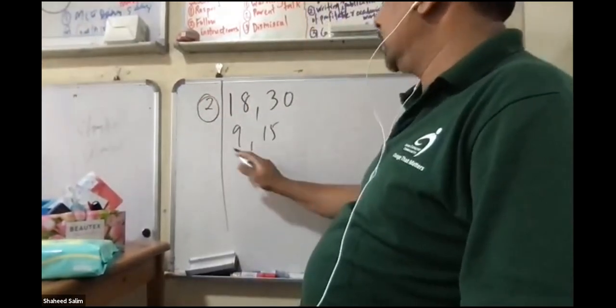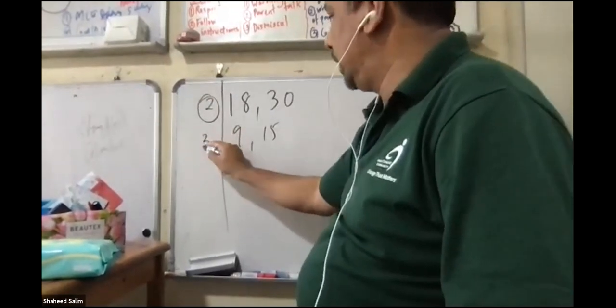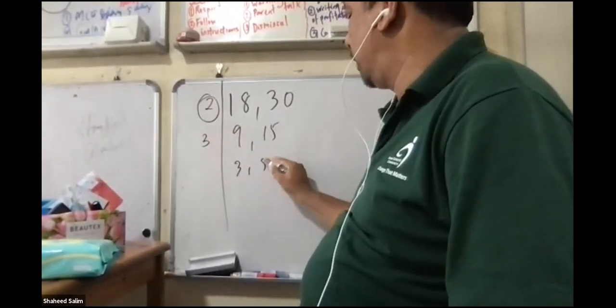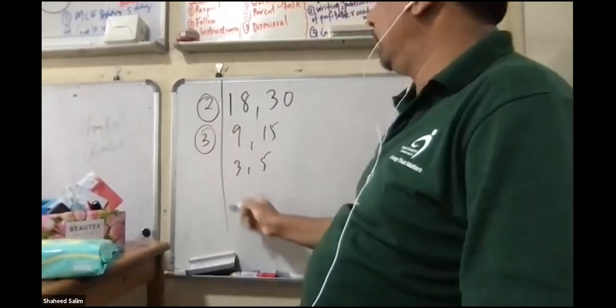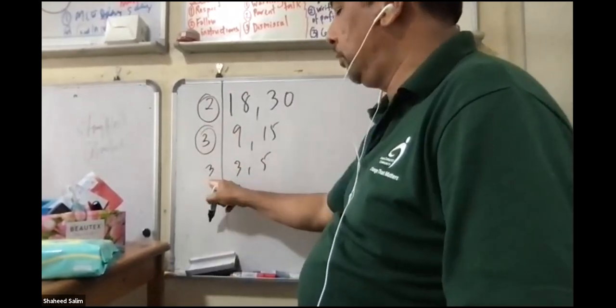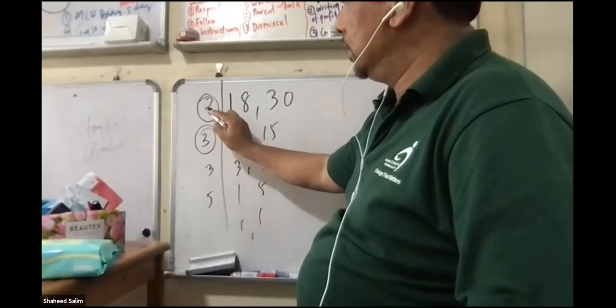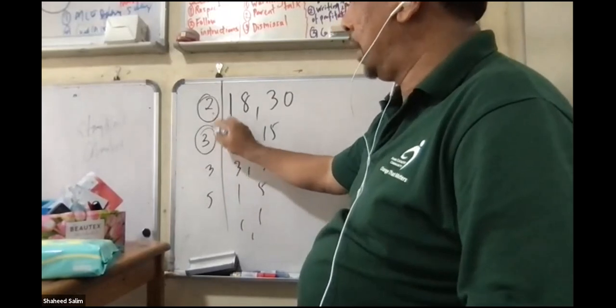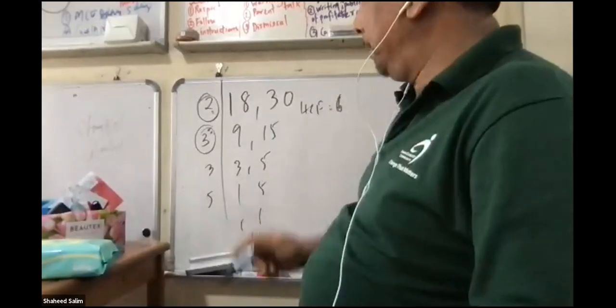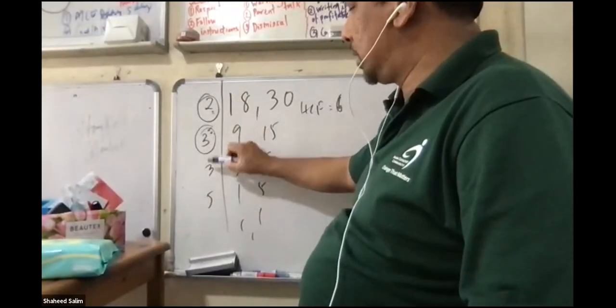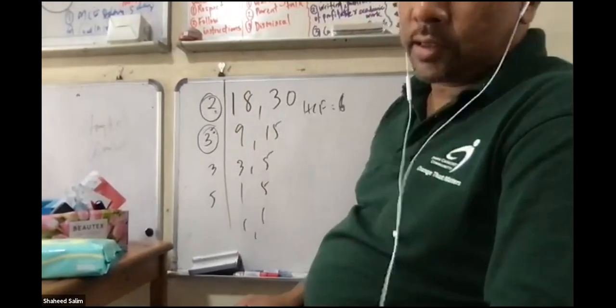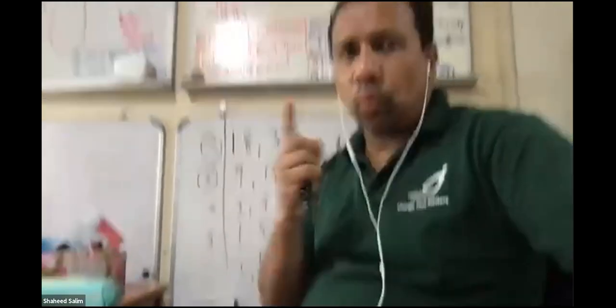Now next thing is, can divide by 2 again? Cannot. Can divide by 3? Yeah, both can divide by 3. Get 3 and 5. And then after that, 3 can divide by 3 but not both, only for 1. And 5, only for 1. So that means the HCF is the circled ones, you times together. 2 times 3 gets 6. That's the HCF. But if you want to find the LCM, you times all of them together. That's the LCM. That is one way.